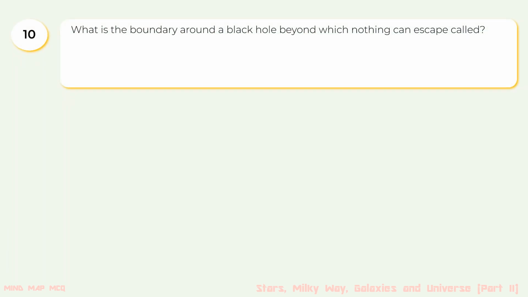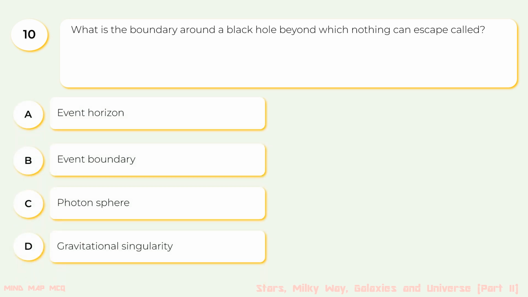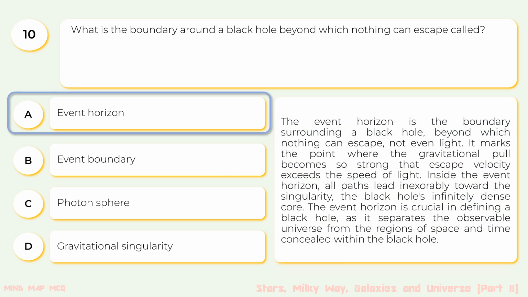10. What is the boundary around a black hole beyond which nothing can escape called? The options are A. Event horizon, B. Event boundary, C. Photon sphere, or D. Gravitational singularity. The correct option is A. Event horizon. The event horizon is the boundary surrounding a black hole beyond which nothing can escape, not even light. It marks the point where the gravitational pull becomes so strong that escape velocity exceeds the speed of light.